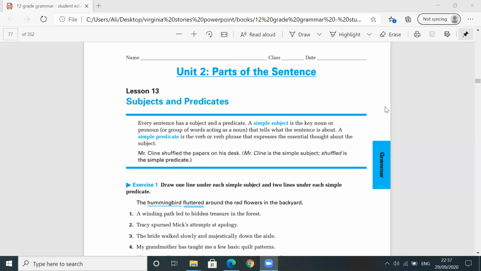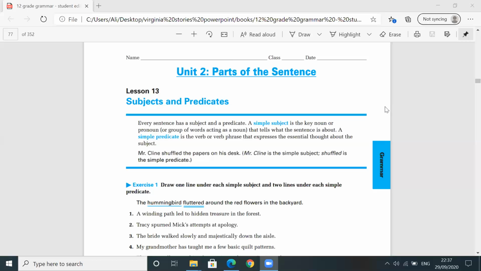Now, the simple subject tells you what the sentence is about. So for example, I'm talking about Muhammad. So Muhammad is the simple subject because I'm talking about Muhammad. So the sentence is about Muhammad. Now, the simple predicate is the verb or the verb phrase that tells me what Muhammad is doing, or what Muhammad is thinking.